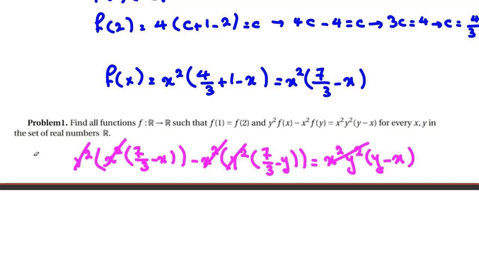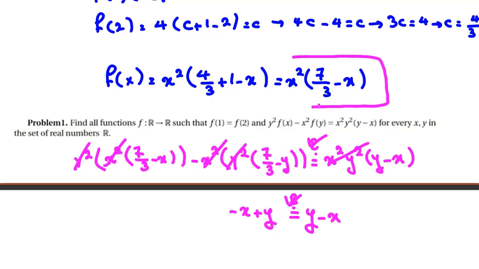So let's erase the left hand side, because we've calculated both the left hand side and the right hand side and we want to prove it is correct. The left hand side will be 7 over 3 minus 7 over 3, which is 0, minus x minus y, which will be negative x plus y. And the right hand side is what? y minus x. So they are equal. So we can understand that the answer is completely correct. Okay, so this is our f of x and we solved this problem.